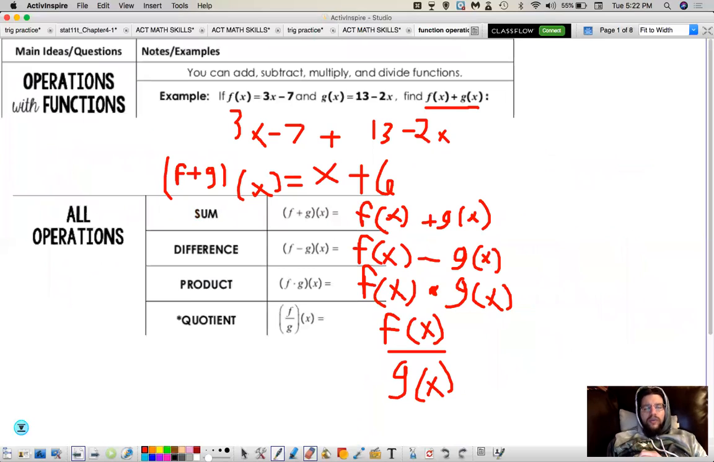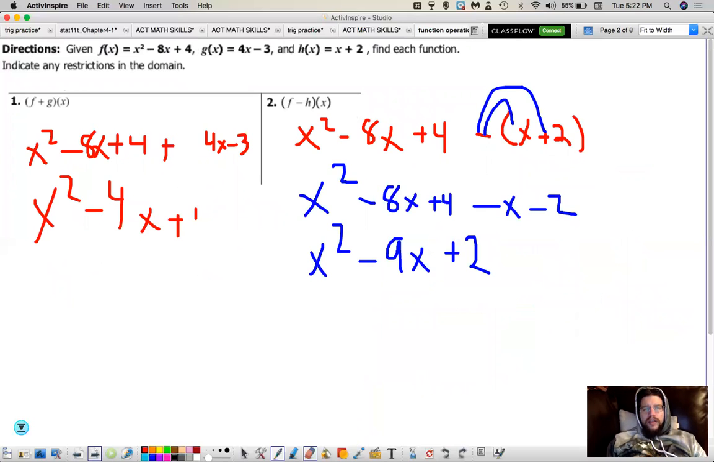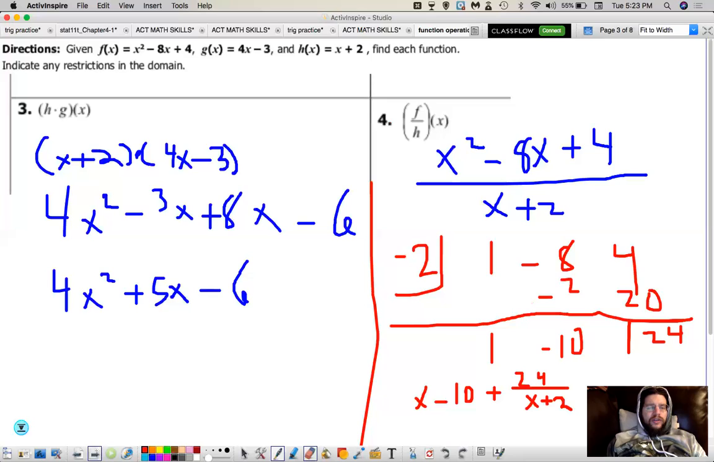We also had to find what our restrictions were, right? Is there anything in the domain that I can't have? Well, this is a polynomial. You can put whatever you want in it, right? Same thing for this one. Polynomial domains are all real numbers. Polynomial domain, all real numbers. Oh, wait. Look at that. It's not a polynomial because we have a divided by x, which is x to the negative 1 power, if you remember. So this is not a polynomial.